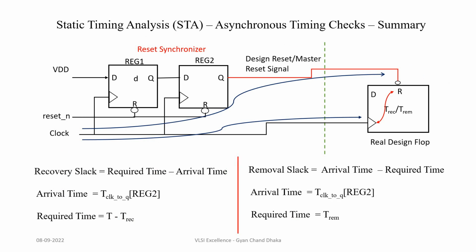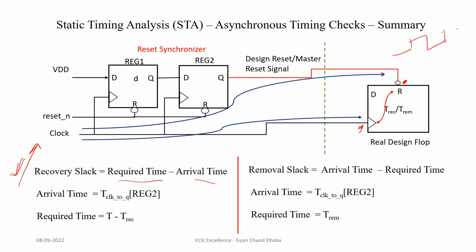So guys, it is very similar to the synchronous timing checks, which are setup and hold, and there we derived the equations for setup slack and hold slack. Here also for the recovery slack, recovery is similar to the setup check. That means our reset signal at this pin should be stable for some time before the active clock edge. That is exactly similar to the setup. And what is the recovery slack here? The recovery slack will become required time minus arrival time, and this should be as positive as possible.